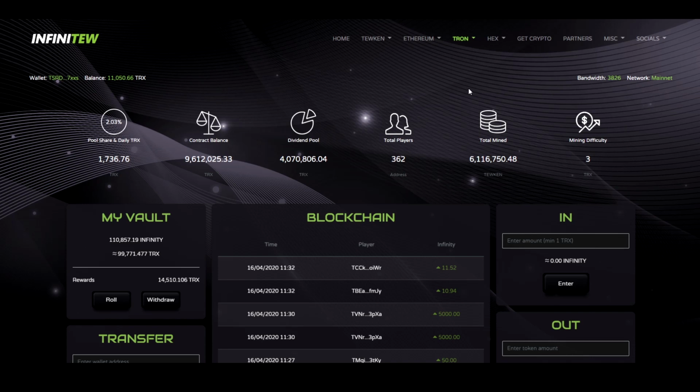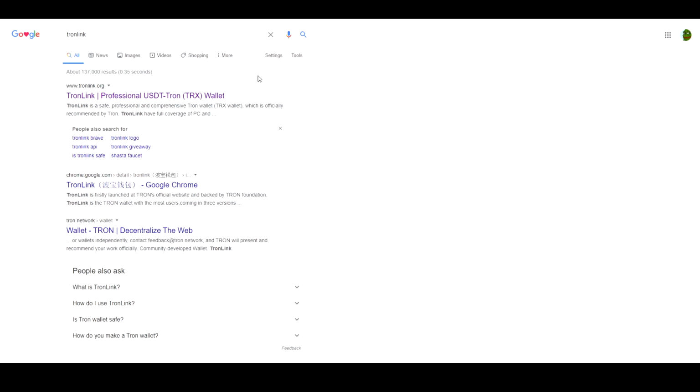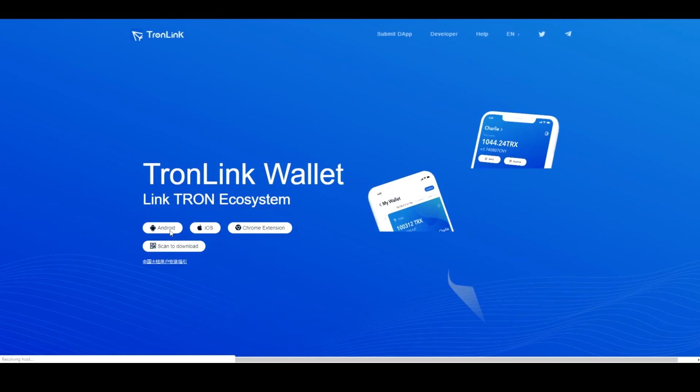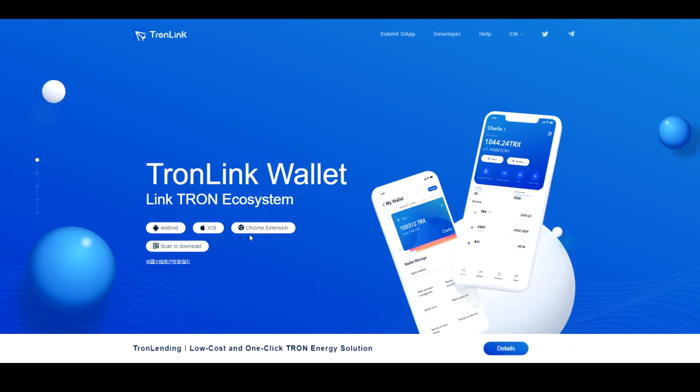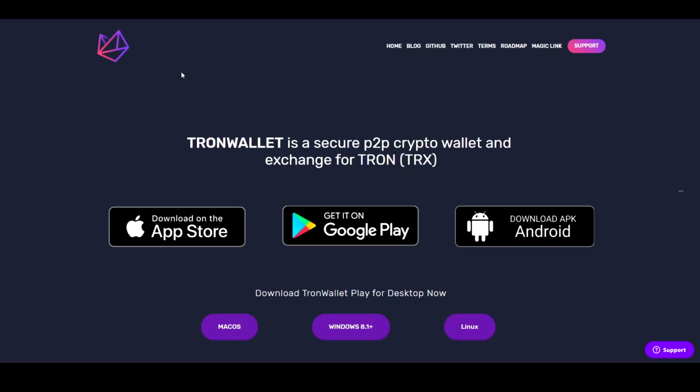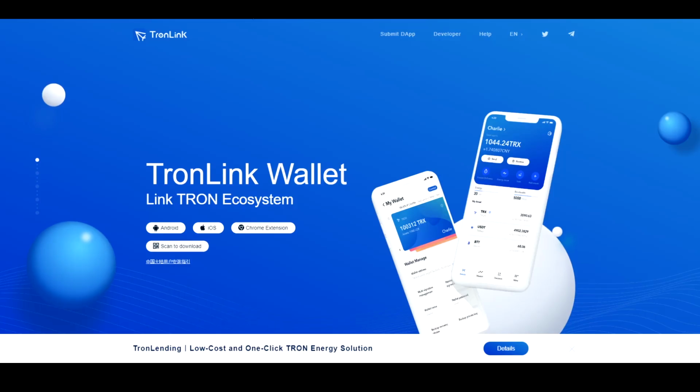To interact with this contract, you're going to need a Tron wallet and a Tron account. To get one of those, I would recommend going to tronlink.org and downloading the Chrome extension or one of the Android or iOS apps. I recommend TronLink for Chrome extension, and if you're on the phone, I would recommend using Tron Wallet. Make sure that you're visiting the right site because there are scam wallets, so make sure you're at tronwallet.me or tronlink.org to be sure you're downloading the right wallet.